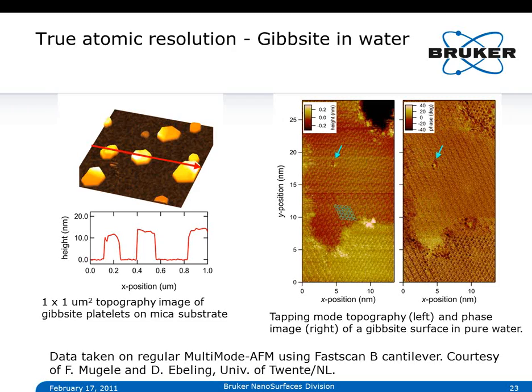And when you look really carefully, you can see that the atomic lattice is clearly resolved on actually all three of the terraces. Because of the color depth here, you cannot see it, and it's hard to see on the screen, but even in the lower terrace you can see in the phase image the lattice is clearly resolved.